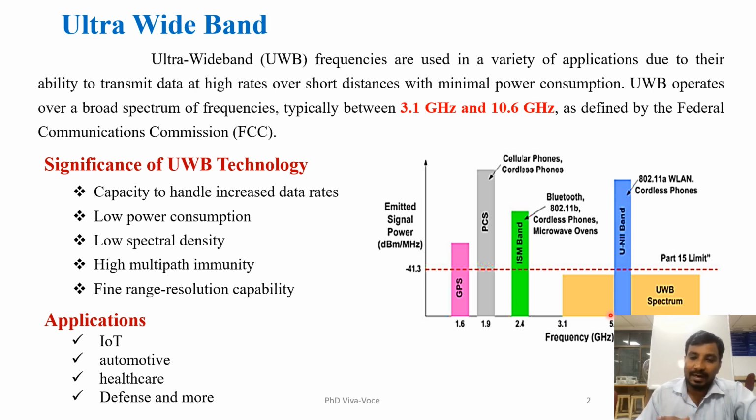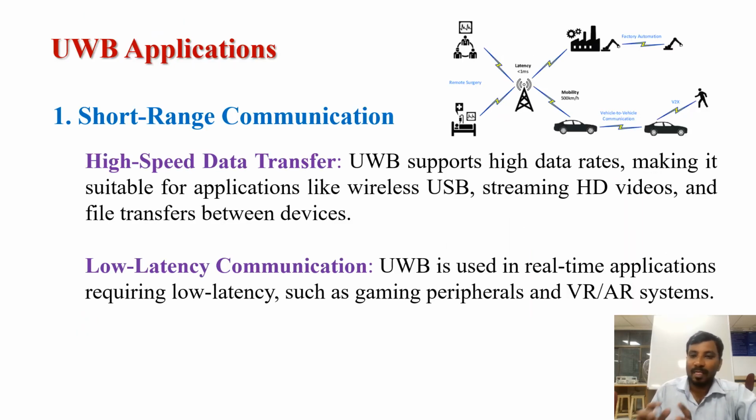There are a few important applications that I have listed in this slide. One is the Internet of Things, and next is automotive communication. It can be used for healthcare, and also mainly for defense and many more, like wearable applications. Looking at these applications of ultra wideband antennas, one of the important applications is short range communication.